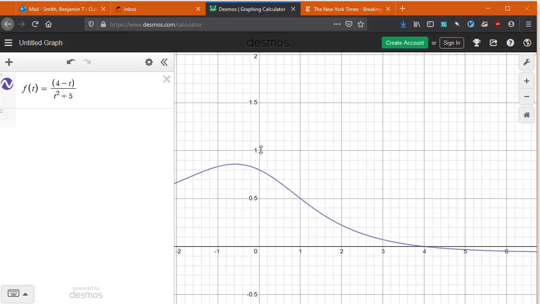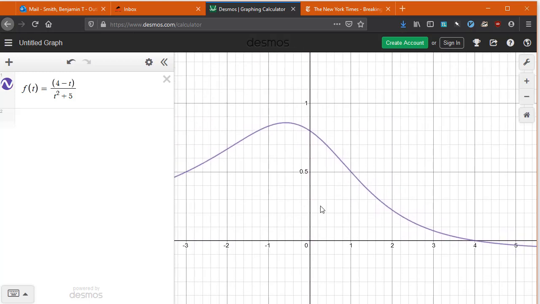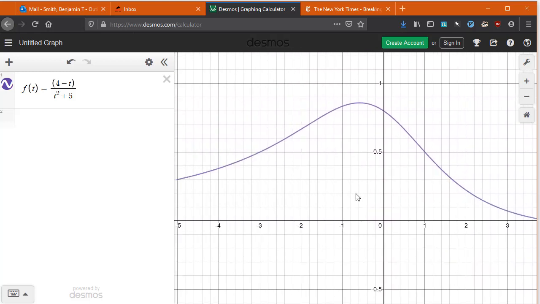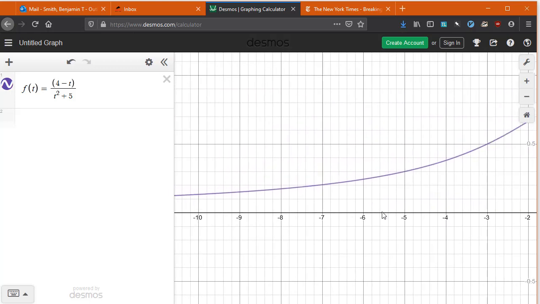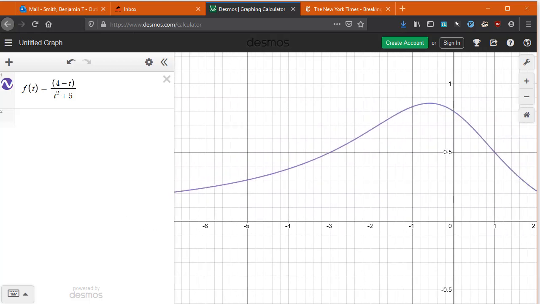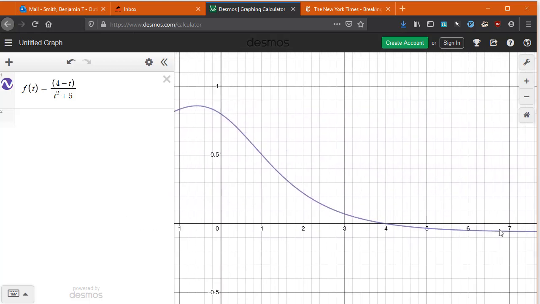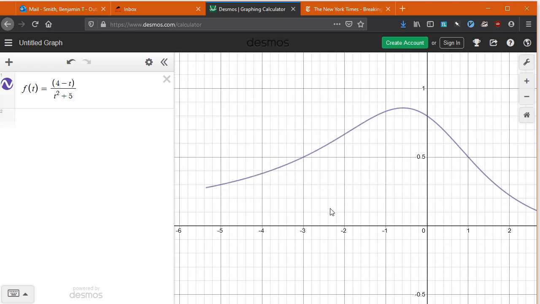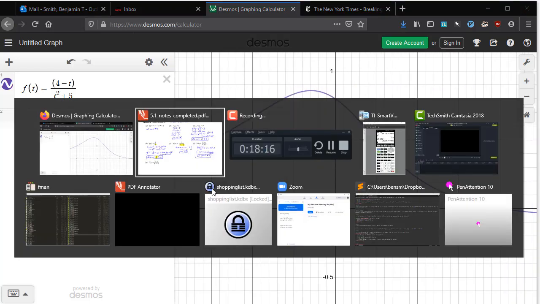I'm going to zoom out so we can see the shape a little better. It's kind of a weirdly shaped graph, but as you can see, no matter what t value you pick, there's always going to be some y coordinate that comes out of that. So the domain is all real numbers.